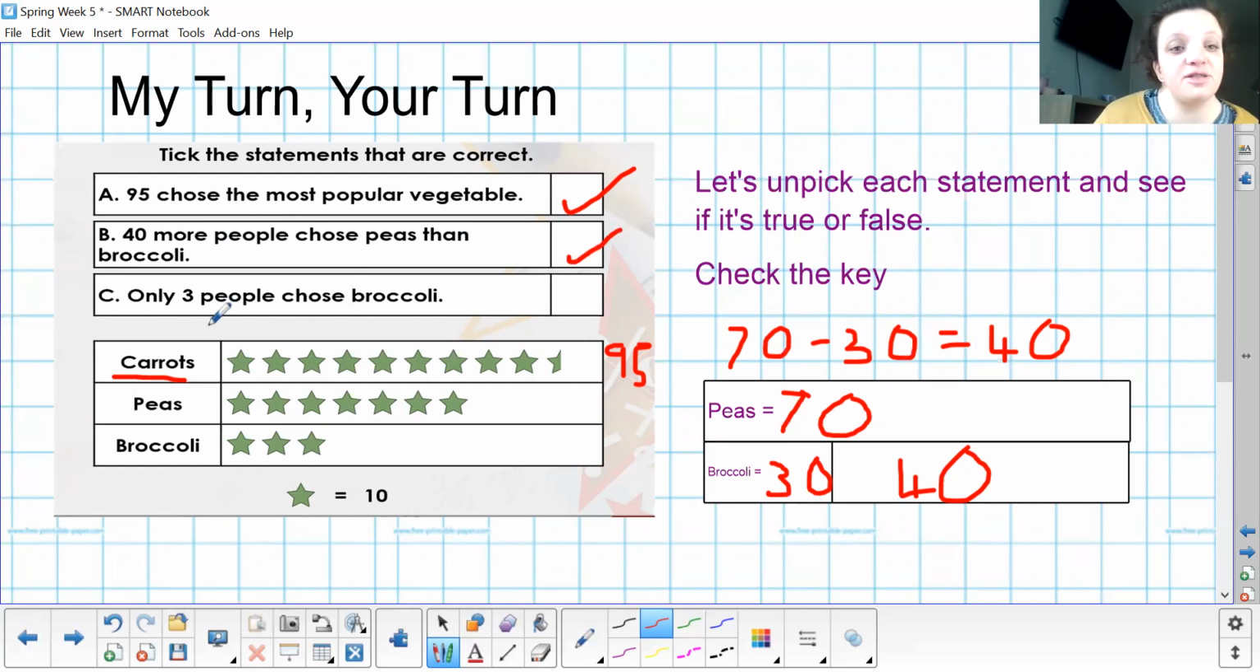Well done. Okay, last one. Only 3 people chose broccoli. Is that true or false? Pause the screen and have a go now.